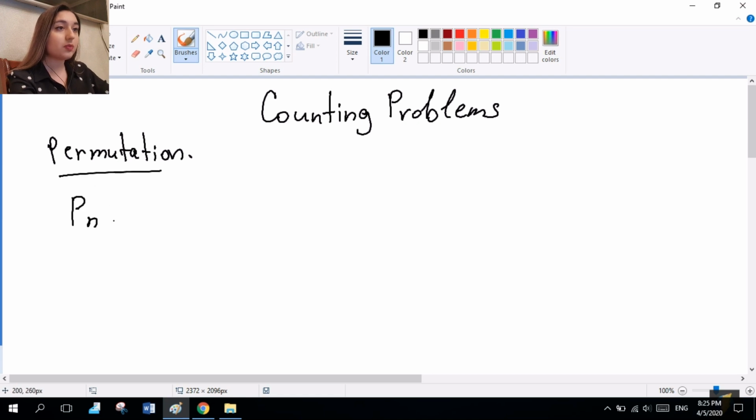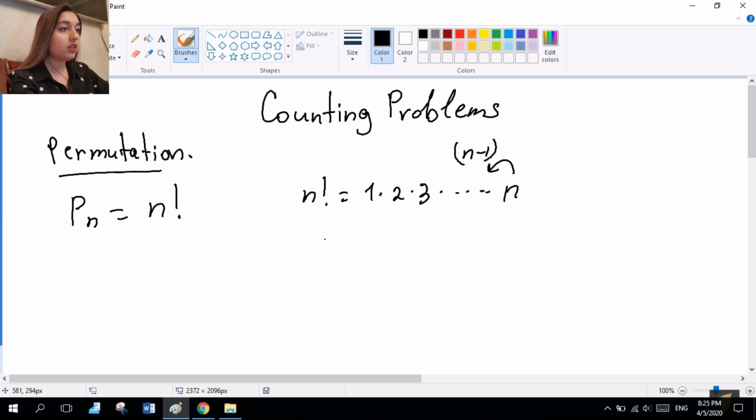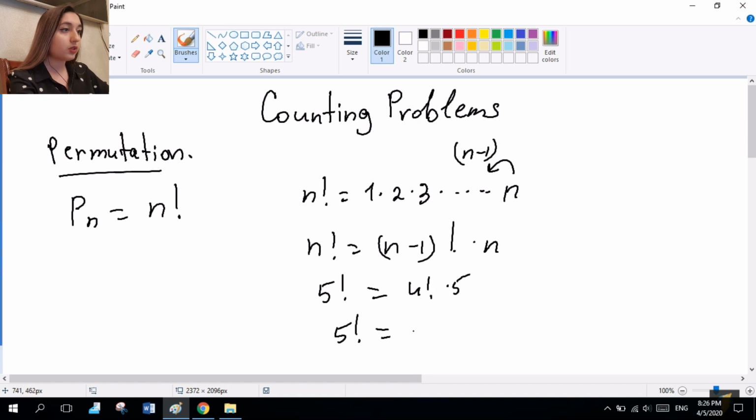Okay, so permutation is Pn. It has the formula of n factorial. Now you have to understand that n factorial is actually the multiplication of all natural numbers starting from 1 till number n. You also have to understand that the number before n is n minus 1. You can also represent n factorial as (n minus 1) factorial times n. So for example, 5 factorial will be 4 factorial times 5, or 5 factorial is the same as 5 times 4 times 3 factorial, for example.